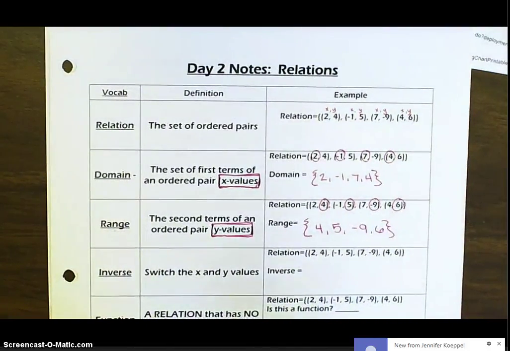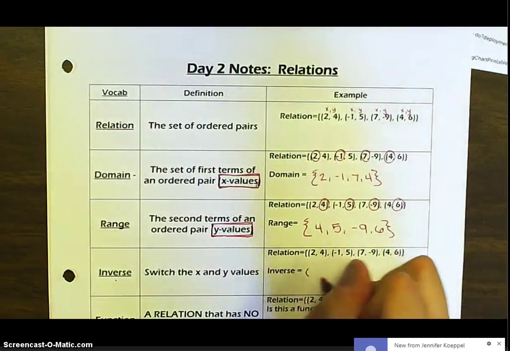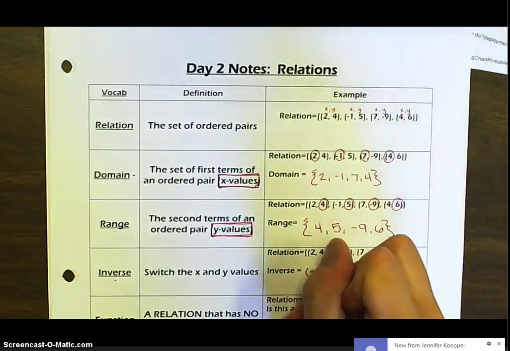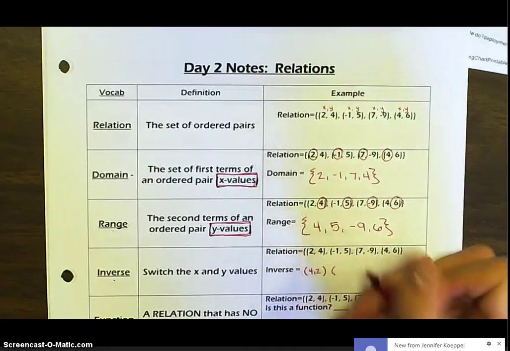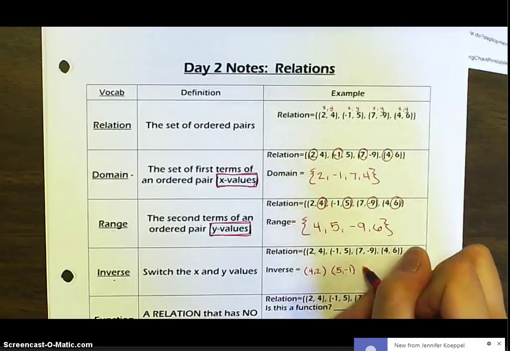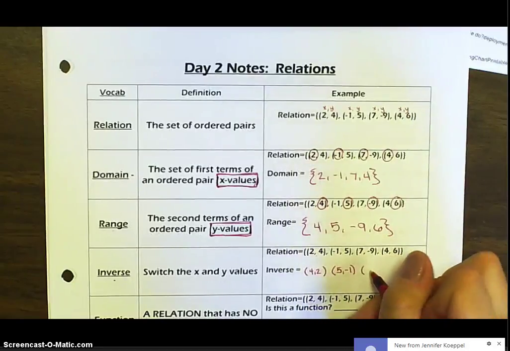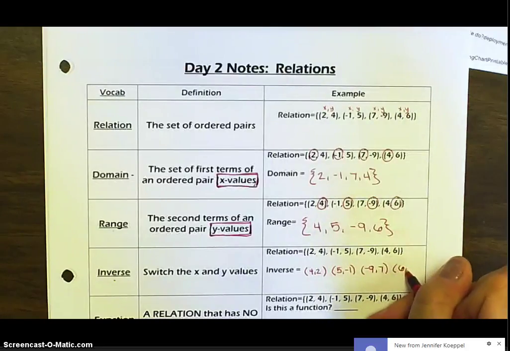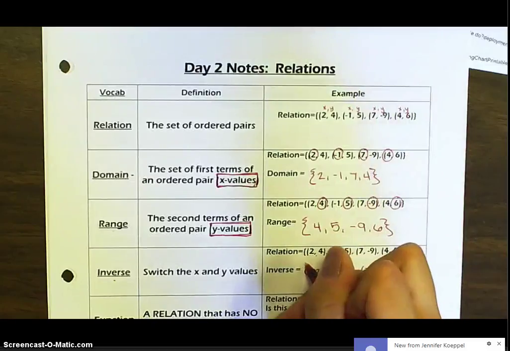Our next vocabulary word is called the inverse. The inverse is when we switch the x and y values in the function. If this is my original relation, for the inverse, I'm going to switch the coordinates. Instead of 2, 4, it's going to be 4, 2. Instead of -1, 5, we're going to go 5, -1. Then for the next point, I switch the 7 and the -9, and also for the last one. And we have our inverse.